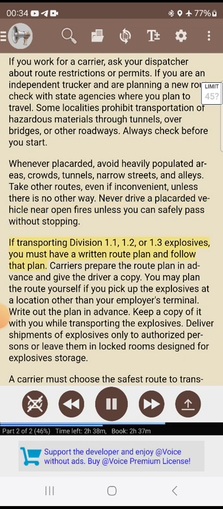If transporting Division 1.1, 1.2, or 1.3 explosives, you must have a written route plan and follow that plan. Carriers prepare the route plan in advance and give the driver a copy. You may plan the route yourself if you pick up the explosives at a location other than your employer's terminal. Write out the plan in advance. Keep a copy of it with you while transporting the explosives. Deliver shipments of explosives only to authorized persons or leave them in locked rooms designed for explosive storage.